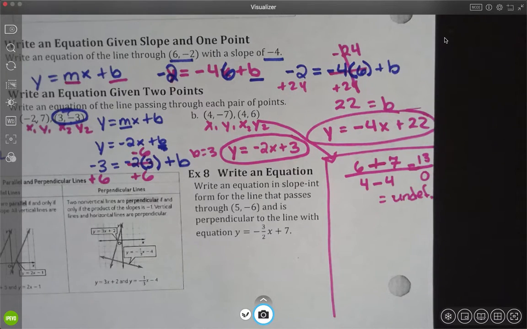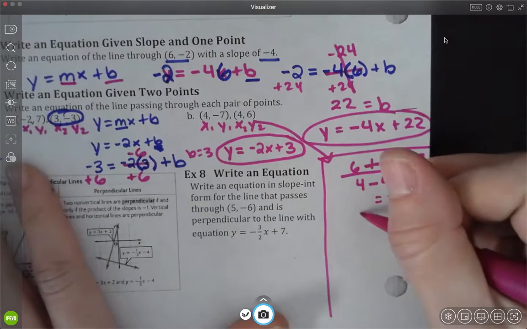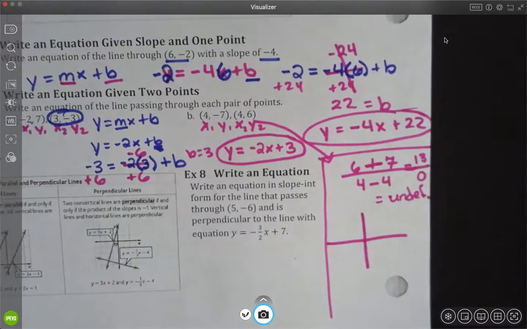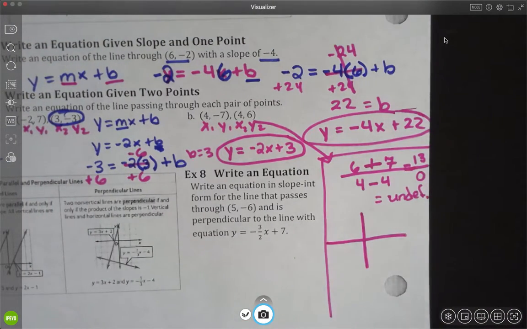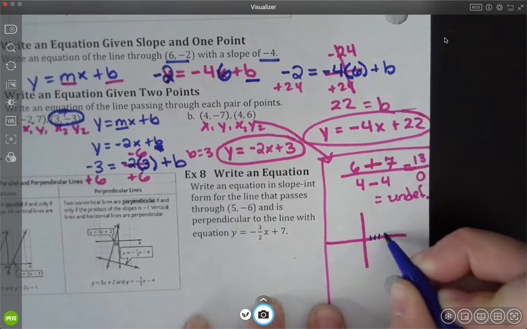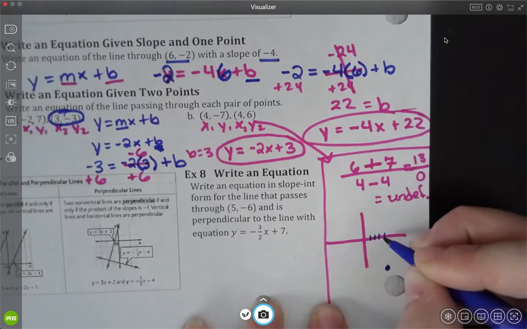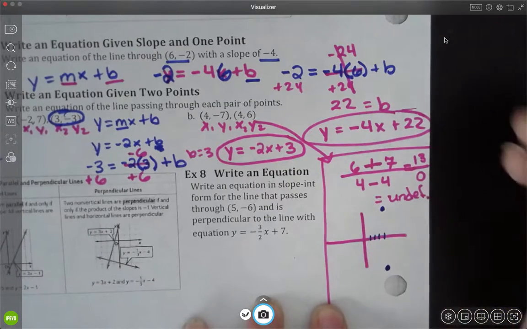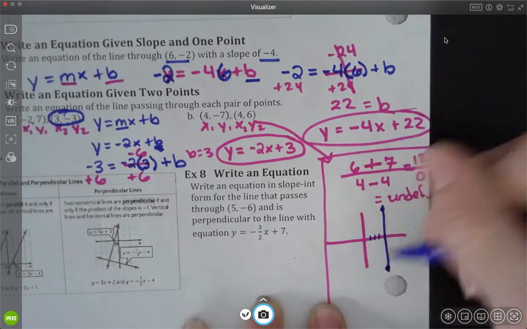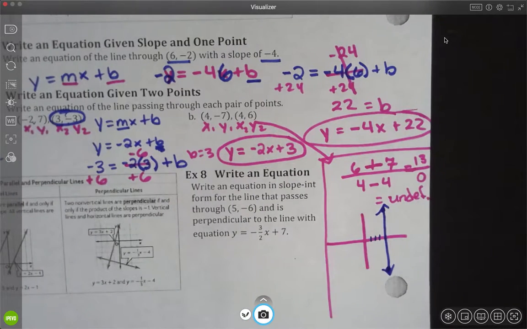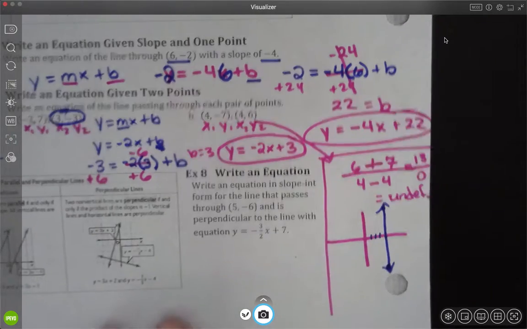So let's think about, instead, to write this equation, what it looks like on the graph, right? Okay, so here's my graph. The point 4, negative 7 is 1, 2, 3, 4, and negative 7 down here, right? 4, 6 is 1, 2, 3, 4, and up to 6, right? And then I draw a line to connect them. So what does it look like? Straight up and down, right? So what's the equation of that line?